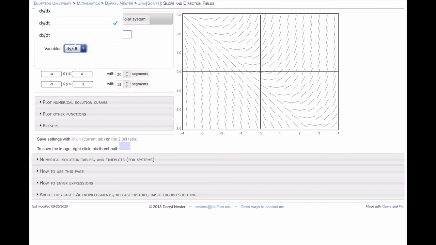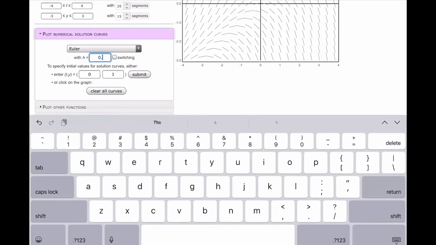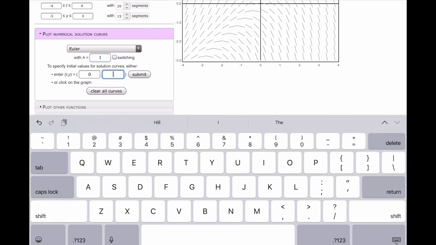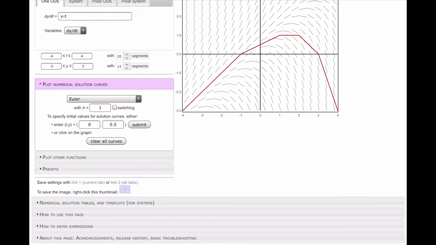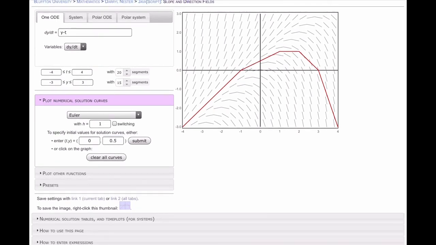So here, it allows me to pick what my variables are called, and I'm going to enter the last example that we just did. So I had dy/dt equal to y minus t. This website calls step size h, so I'm going to put that in. The step size is equal to 1, and the initial condition at t equals 0 was y equals 0.5. I'm going to click submit and see the actual approximation of the solution that these initial conditions and this differential equation will produce. Notice that this is exactly like the curve that we drew in the 2 steps.